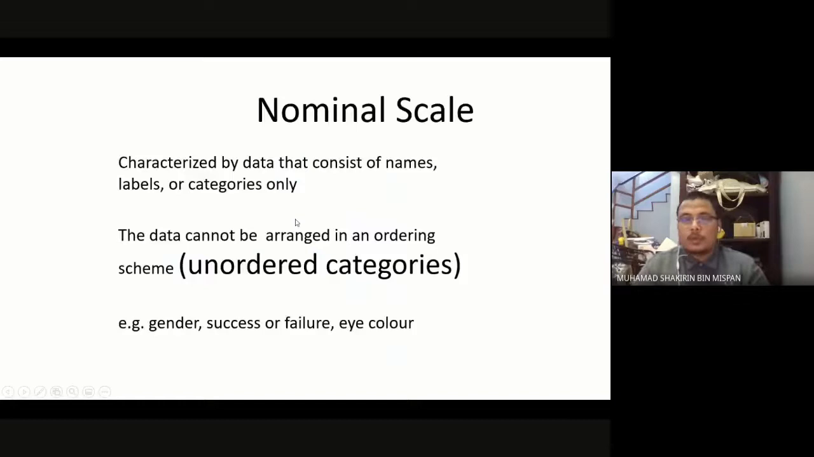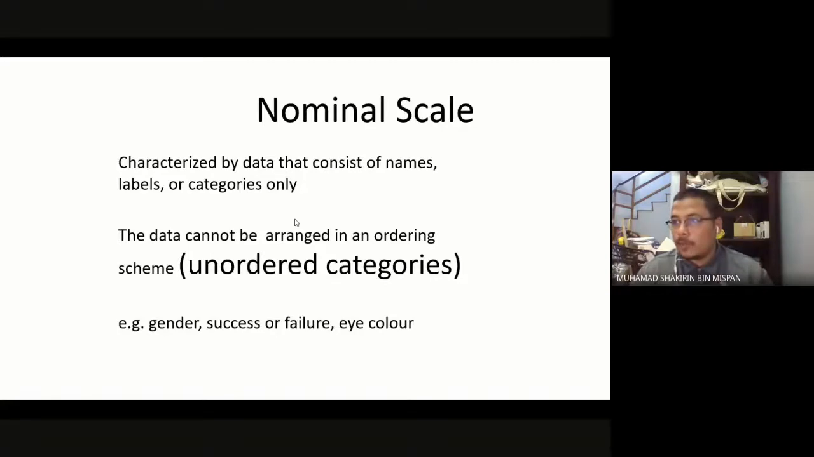Okay, so nominal scale is basically when you want to characterize data that consists of labels or categories, and they don't have any order. For instance, your gender. What is your gender? Is it male or female? You cannot order male first, female second. No. Okay, there are only two genders, male and female.